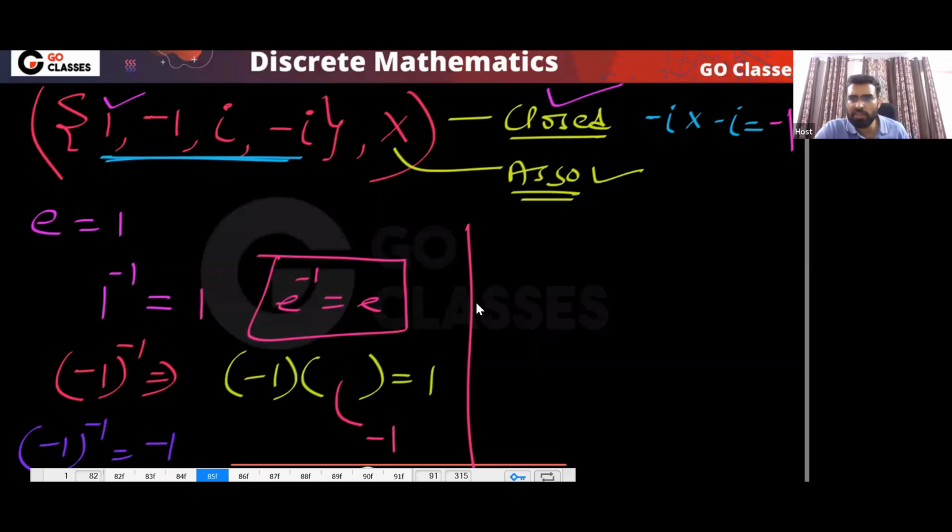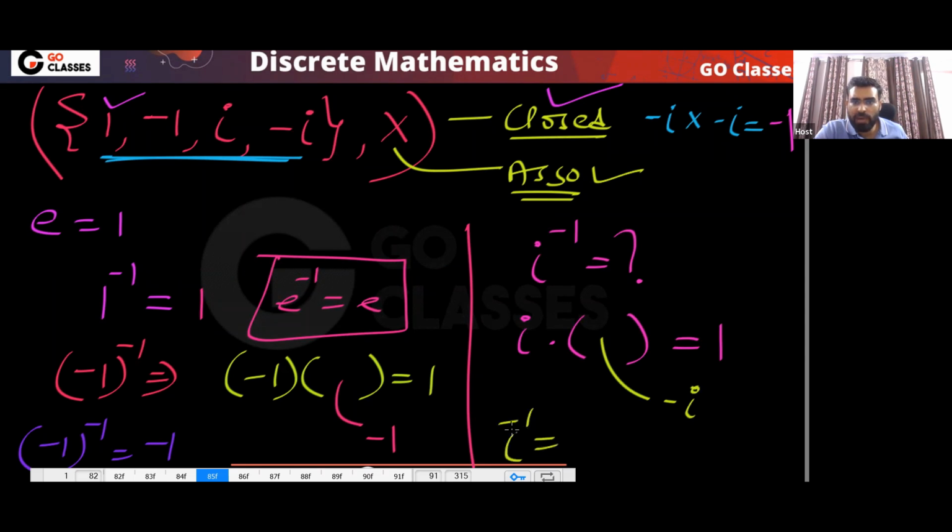Let's find out the inverse of iota. What should I write here so that I get 1? I should write minus iota. So I can say iota inverse will be minus iota. Similarly, minus iota inverse will be iota. Okay. So this is the point. I hope all of them are clear.